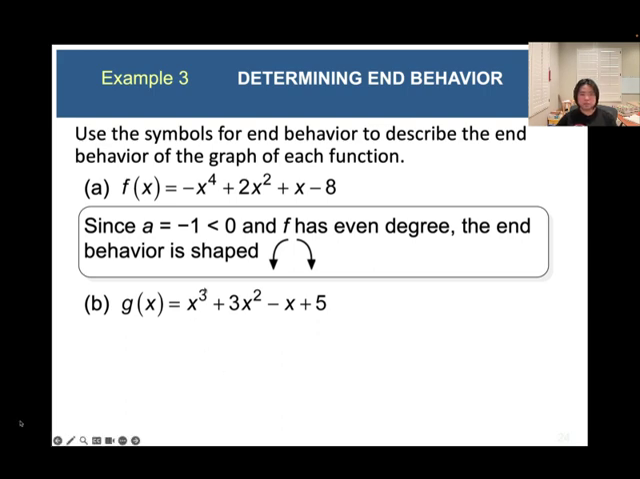And then B, this is an odd degree, so it's going to be either going this way or going that way. And the leading coefficient is positive, so it rises to the right and falls to the left.